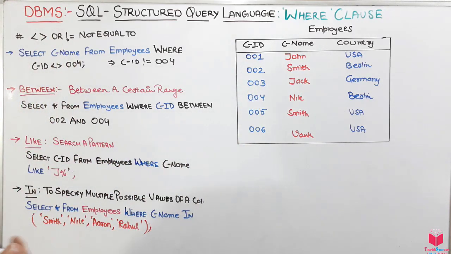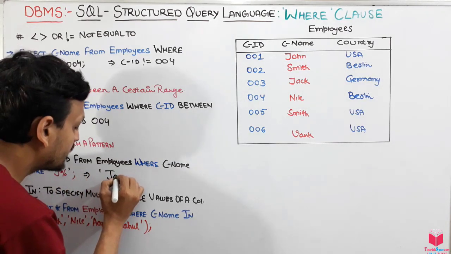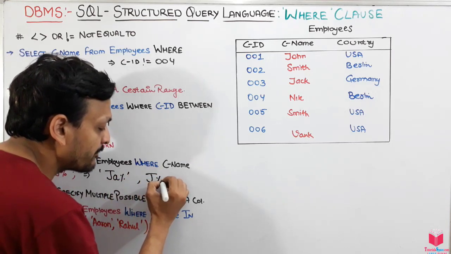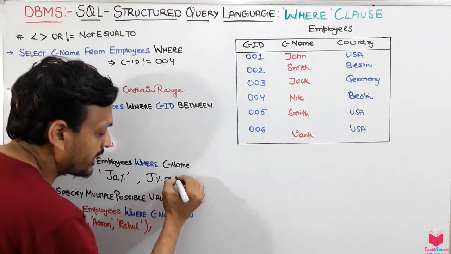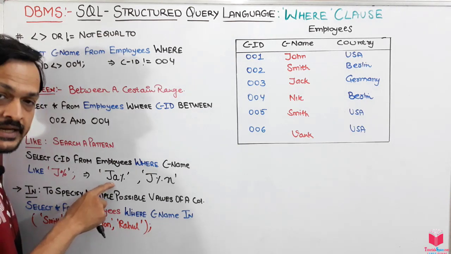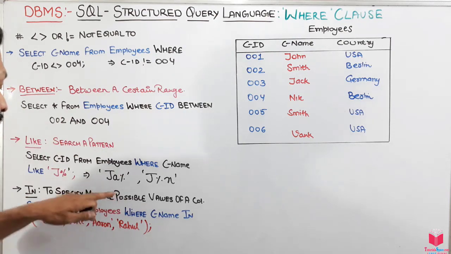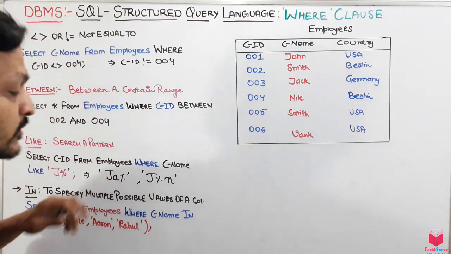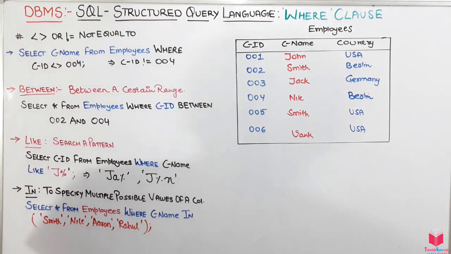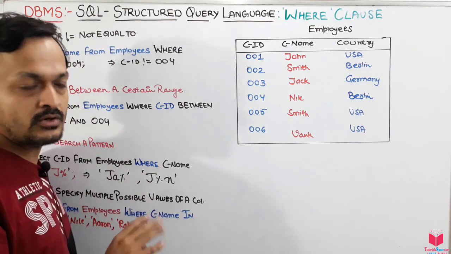We can use it in many ways like this. J A ampersand, yeah, then J ampersand N, in many ways. So what exactly is that? The starting alphabets are J and A, then after that I don't know, just find out where it matches. JA is Jack. So Jack, what is it going to give us? Jack's CID, okay, 003.